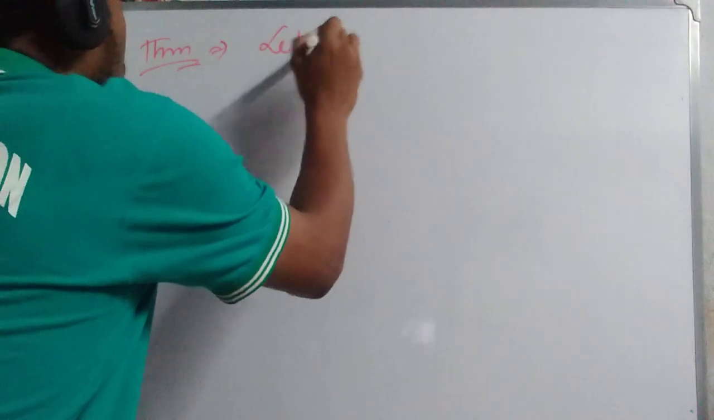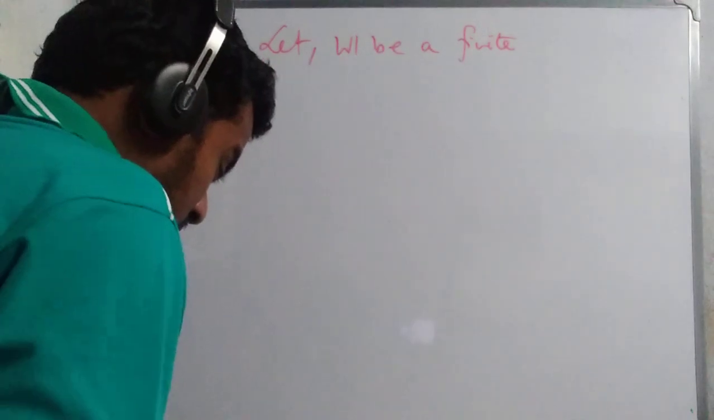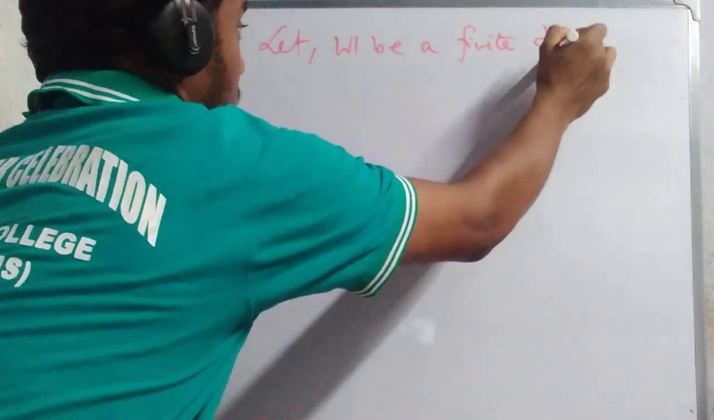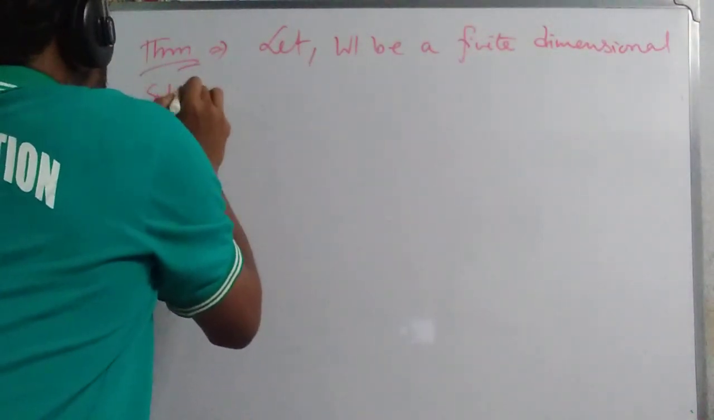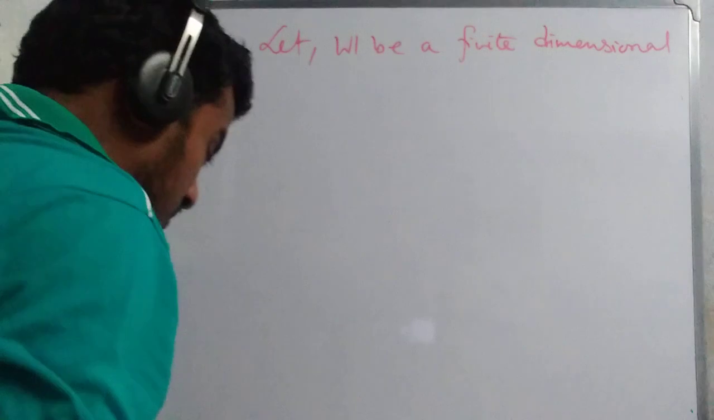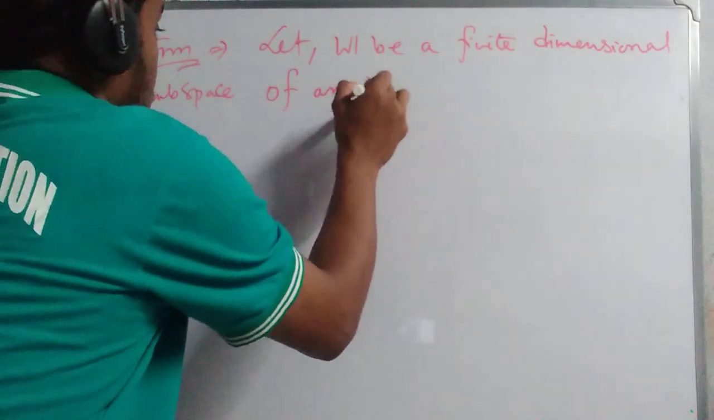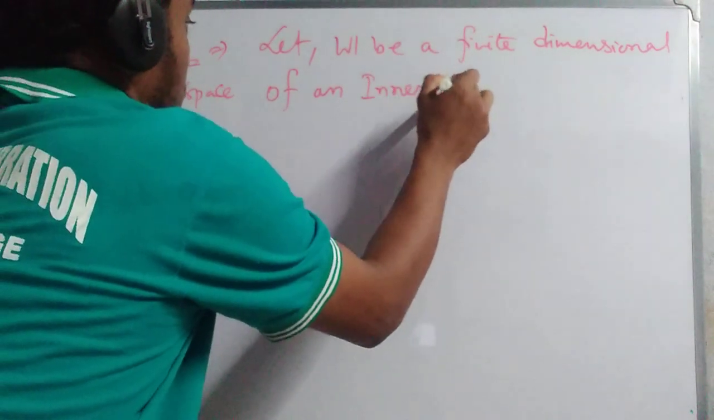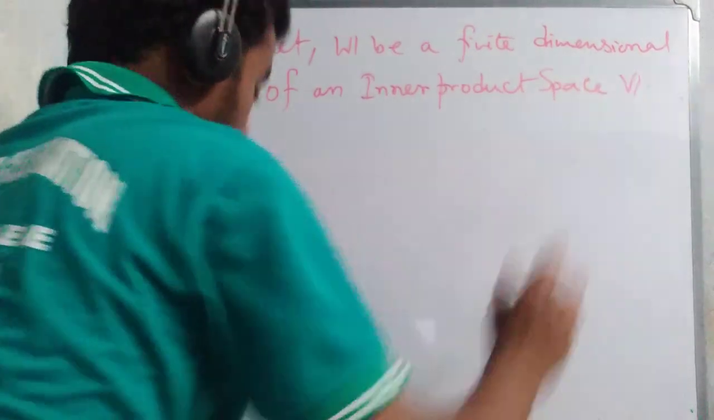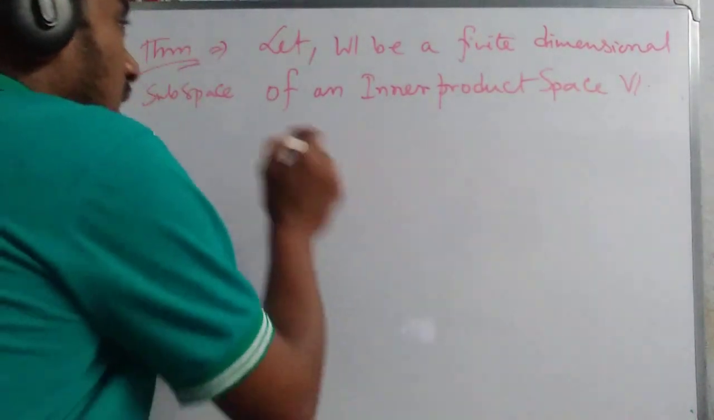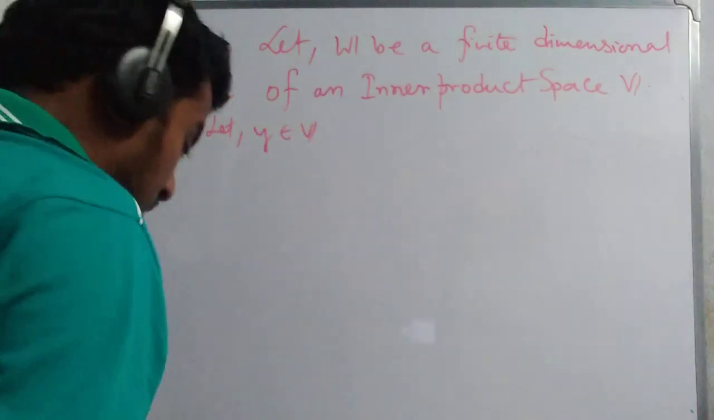We write it now. Let W be a finite dimensional subspace of an inner product space V. Understood? And let y belong to V.